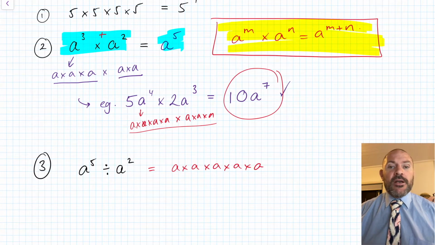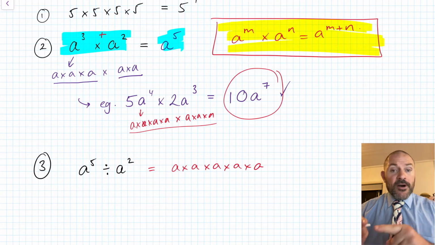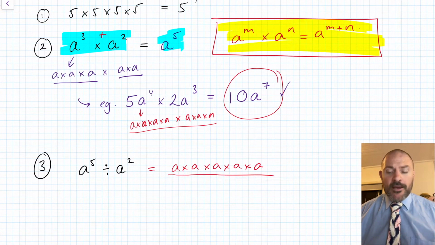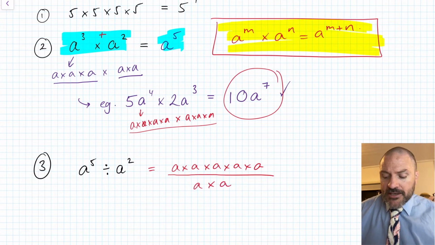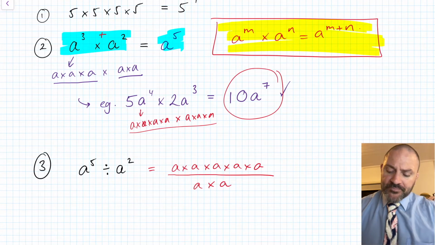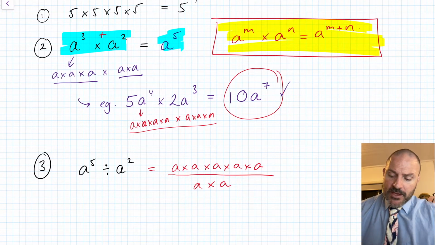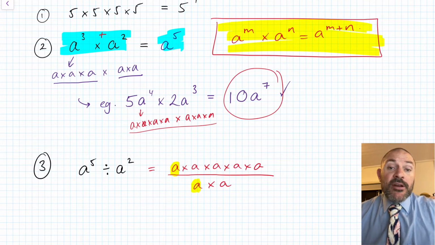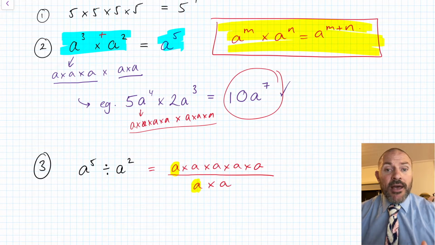That's what a to the 5 means, right? Now I could do a little divided by sign, but I'm actually going to use the fraction sign, which we know to be the same. I'm going to put a times a underneath. Means the same thing, right? Now, I'm going to ask you the question. What happens when you divide two numbers that are identical? So 5 divided by 5, 10 divided by 10, 100 divided by 100. Hopefully you tell me the answer is 1. Okay, so in that case, what's a divided by a?